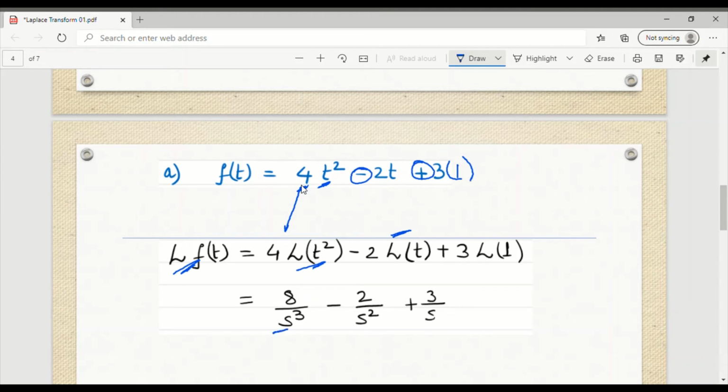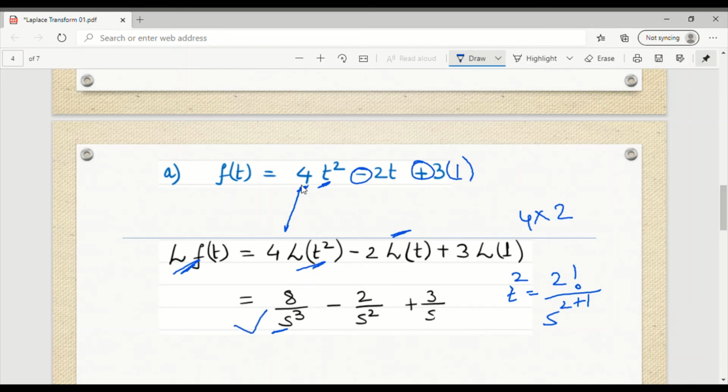Now how have we got this 8 by s cube? We had just now seen, right? t raised to 2 will be factorial 2, and then s to the power 2 plus 1. Factorial 2 is how much? 2 into 1, this is 2 only. And then along with your 4, it has become 8 by s to the power 3.